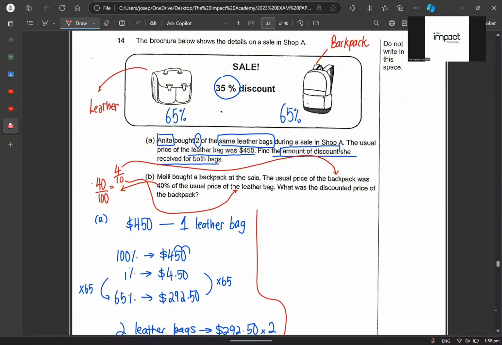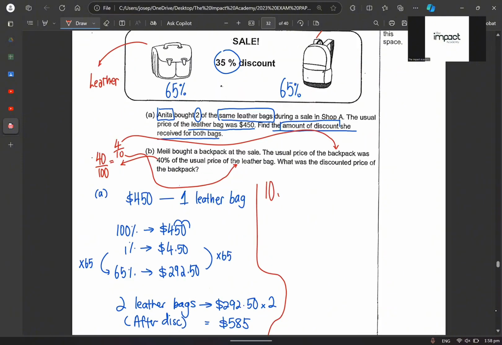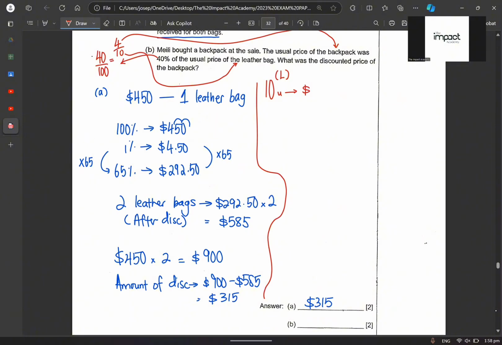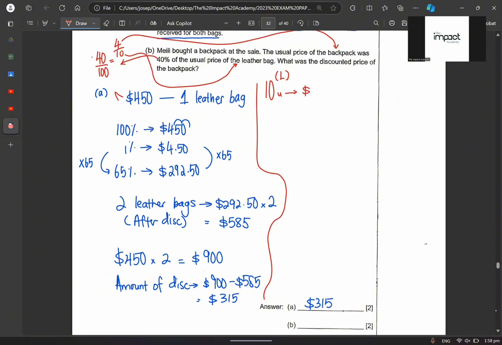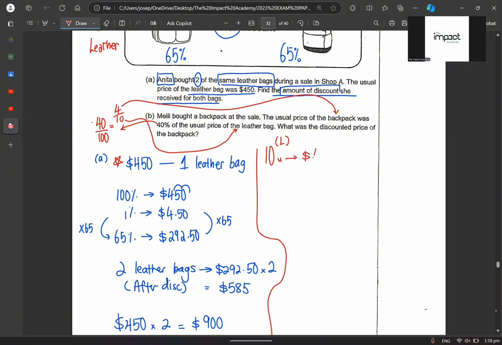Okay, so what we can do is say, since we know 10 units is the leather bag, maybe I just put L over here. And we know the usual price of the leather bag was $450, right? So we will say $450. We want to find 1 unit first.